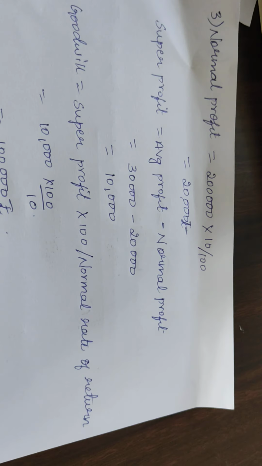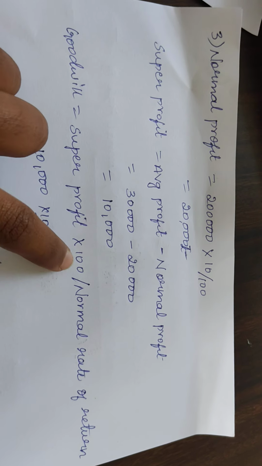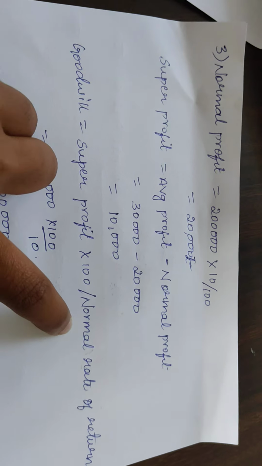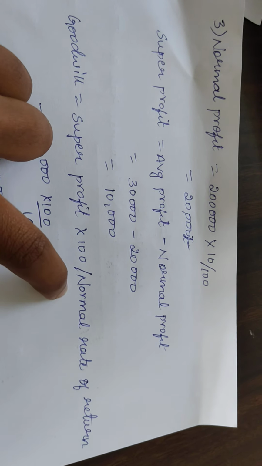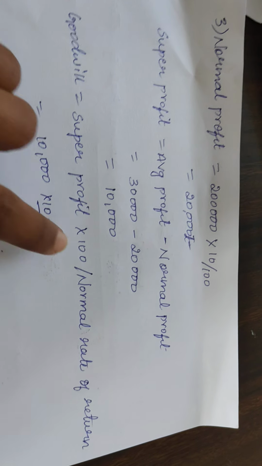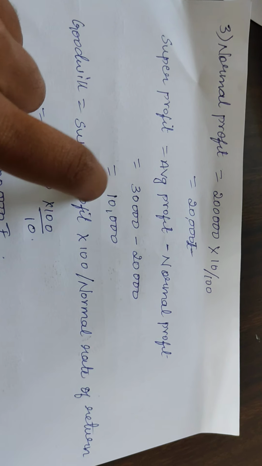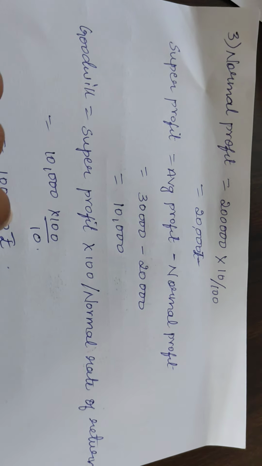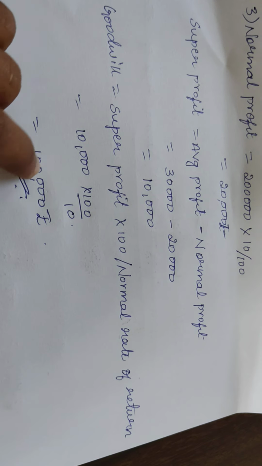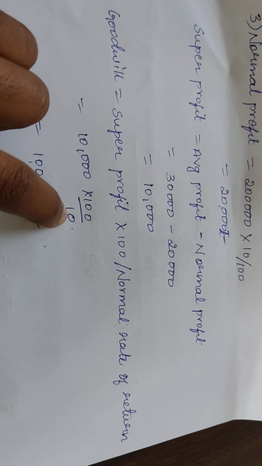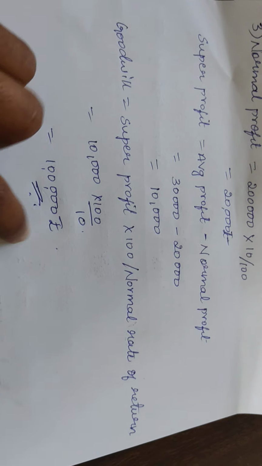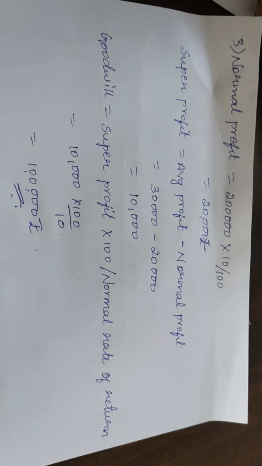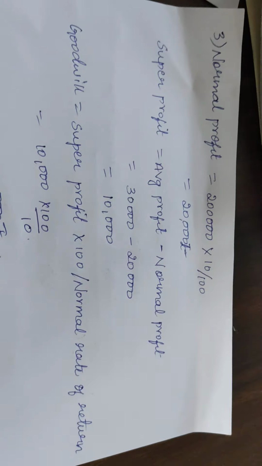Next, goodwill under the capitalization method is super profit into 100 divided by normal rate of return. This is the formula under the capitalization method to value the goodwill. So super profit we have calculated is 10,000, into the formula 100 divided by the normal rate of return, which is 10% they have given. So 10,000 into 100 by 10 is equal to 1 lakh rupees, which is our goodwill. So this is under the capitalization method.